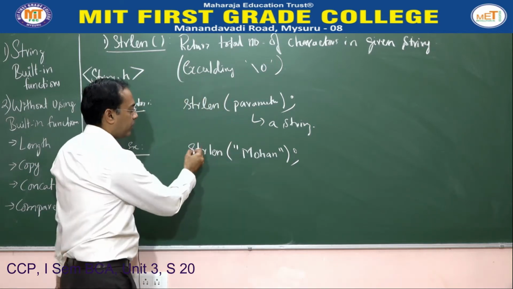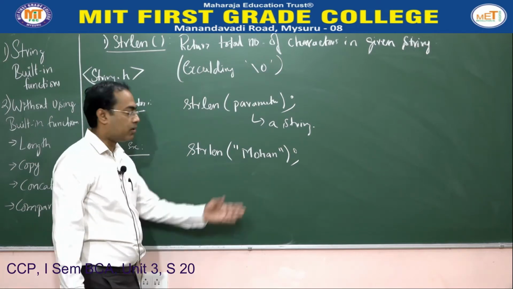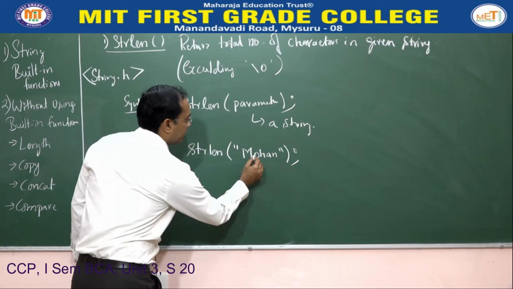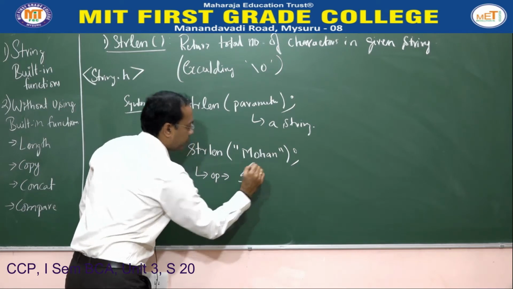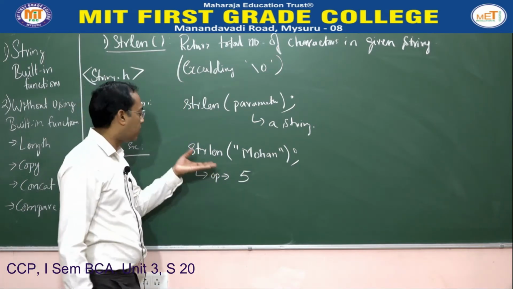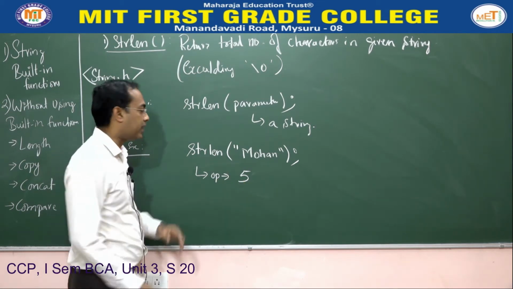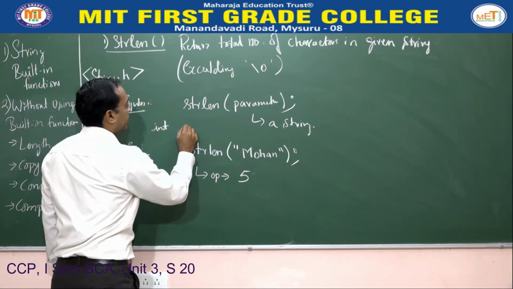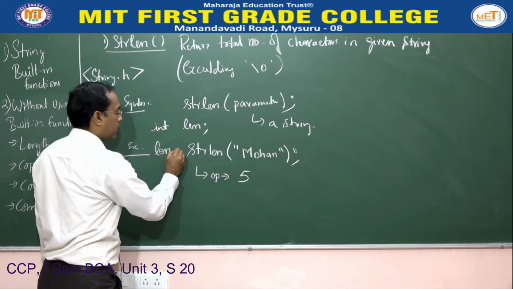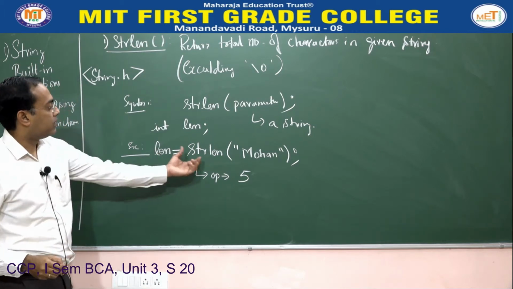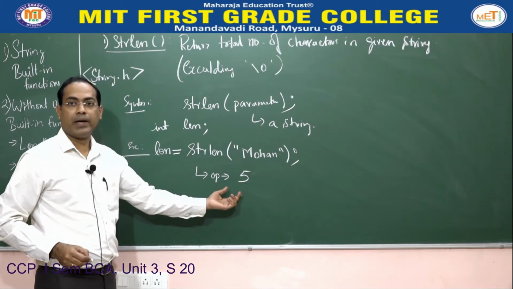If we use strlen to find out the number of characters in Mohan, it will return 1, 2, 3, 4, 5. So the output will be 5. How to print this? Obviously it is returning an integer, so you have to have a left-hand side of integer data type. So you have an int variable called len, or whatever you want to name the identifier, and len is equal to strlen of the given string. So len will have the value 5.